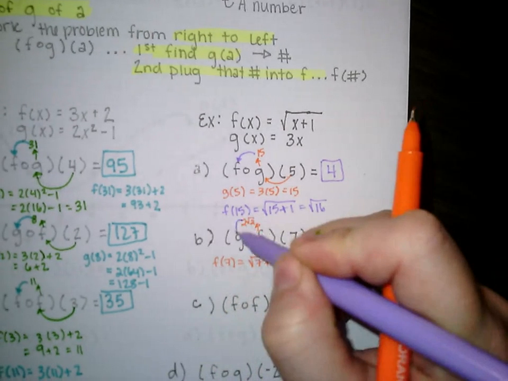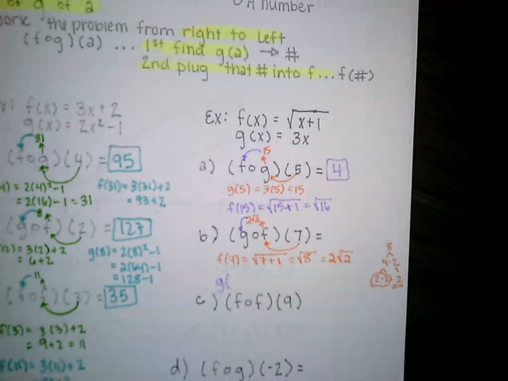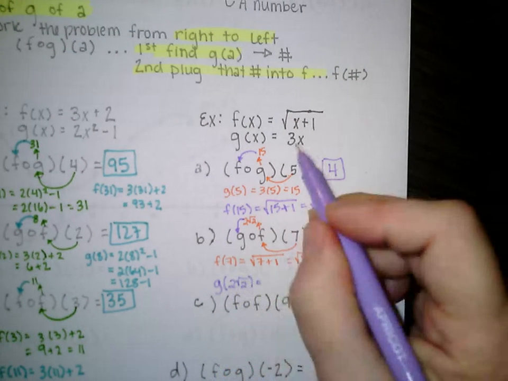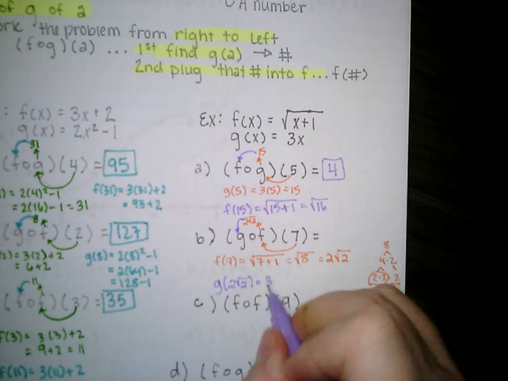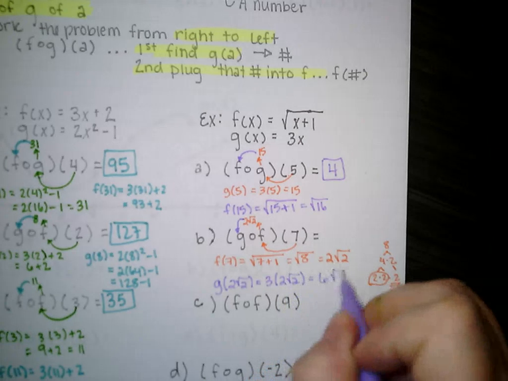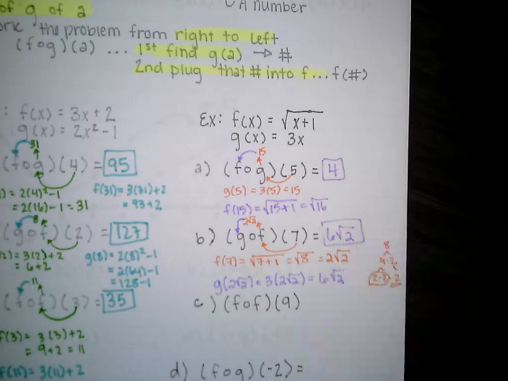Then that is going to go into g of x. So g of 2 square roots of 2. g of x is 3x. So we have 3 times 2 square roots of 2, which makes 6 square roots of 2. So that would be our result.